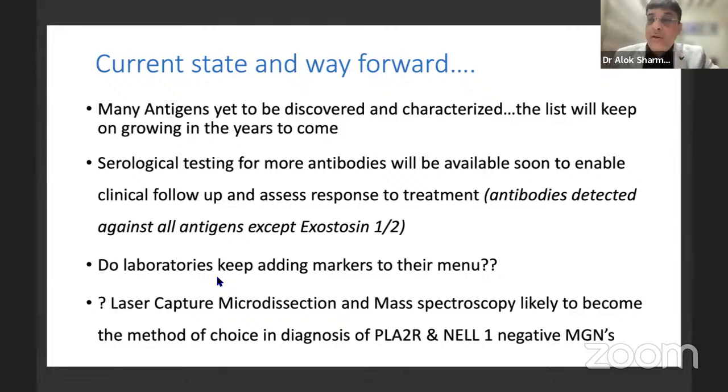What I suspect, what I hope in going forward, in the coming decade, 5 or 10 years, is that laser capture microdissection followed by mass spectroscopy would become the method of choice in those cases which are PLA2R and NELL1 negative. Once you have a PLA2R and NELL1 negative membranous GN, you fall in that bracket of around 20 to 30% of cases. Depending on how widely these techniques become available, it will not be a bad choice to fall back on this technique to make a good diagnosis instead of wasting our time trying out antigens after antigens on IHC. This is what I think we are heading to, and this is where the whole scenario of membranous nephropathy currently is.